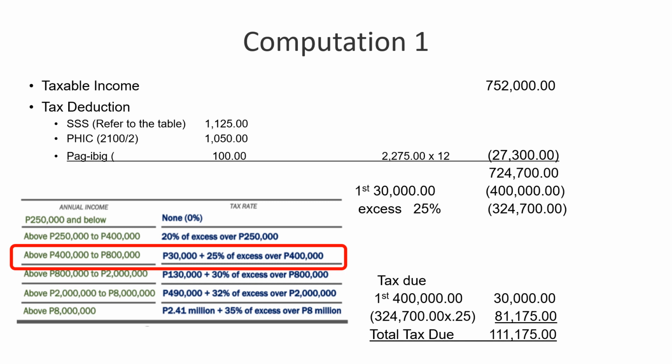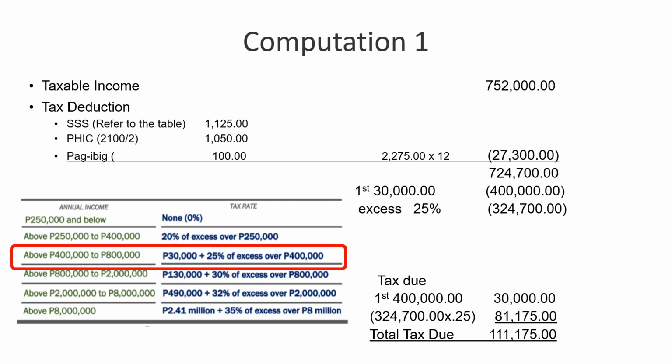Di pa siya tumaas eh. So, i-add natin siya. We have 2,275. Pero this is annualized. We multiply it by 12. So, therefore, yung mandatory deduction niya, it's 27,300. So, 752,000 taxable income, we deduct the 27,300. So, therefore, we will be able to have a net taxable income of 724,700. So, ito na yung itatax natin.